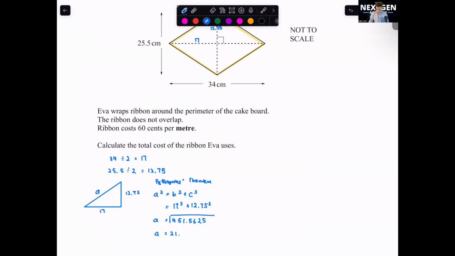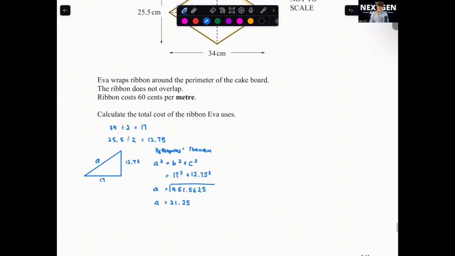A is 21.25. So the perimeter of this will be equal to 4A. So 4 multiplied by 21.25. We get a total of 85 cm.